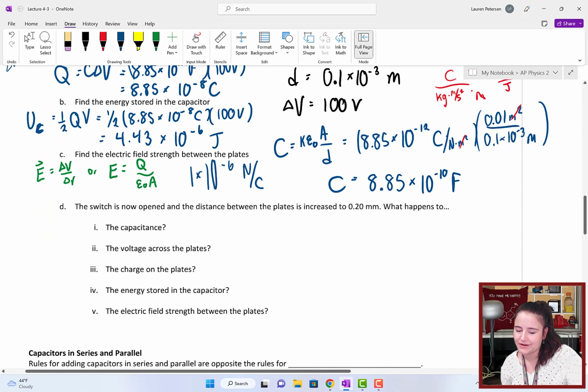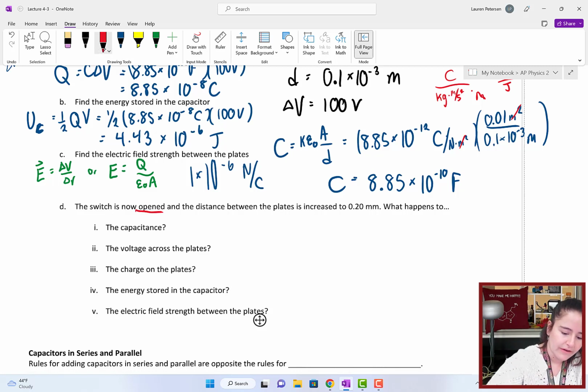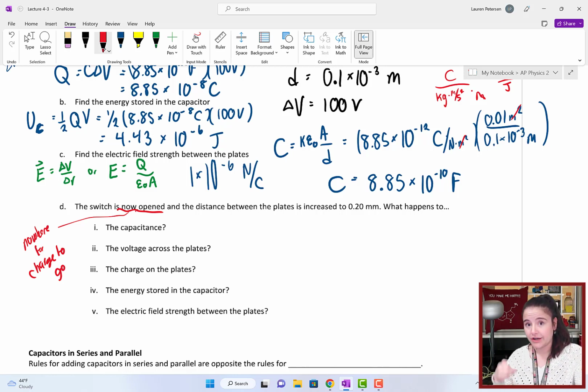Ooh, and now we're going to talk about increasing the plate distance. Okay, the switch is now opened. Note whenever the switch is opened, that means nowhere for charge to go. So you don't have a complete circuit. You're not going to have any current, which means current is the flow of charge. So the charge on the plate will not change.